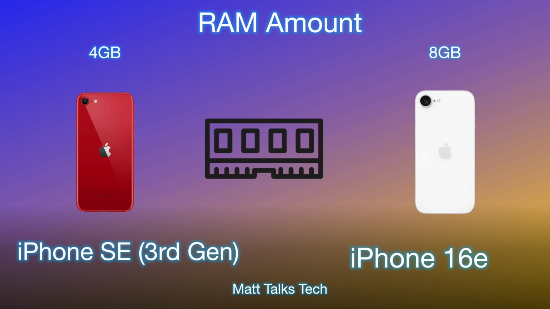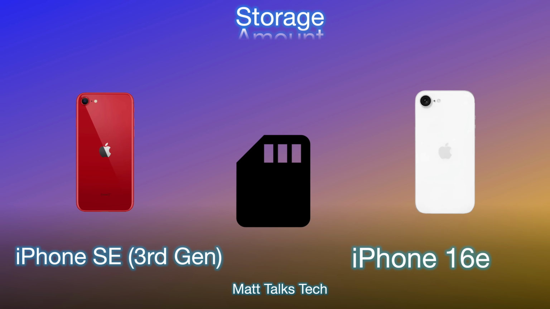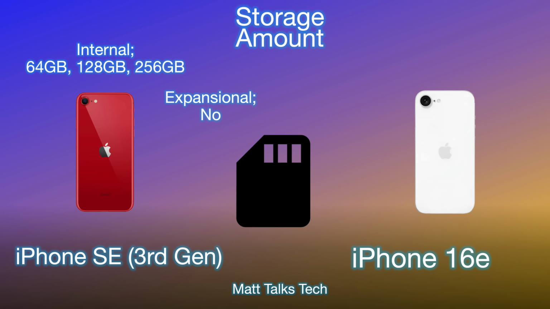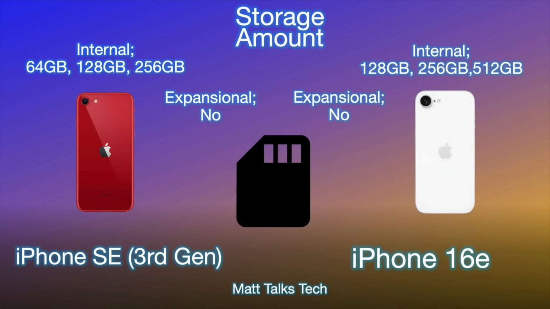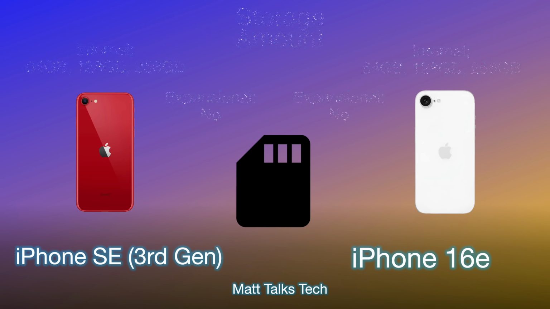This is going to be great for multitasking, all those great bits and pieces. So this is fantastic news to hear. For storage though, everything has gone up by one tier now. We used to get 64, 128 and 256 gigabytes on the SE 3rd generation, but now we have 128 gigabytes, 256 and 512 gigabytes.